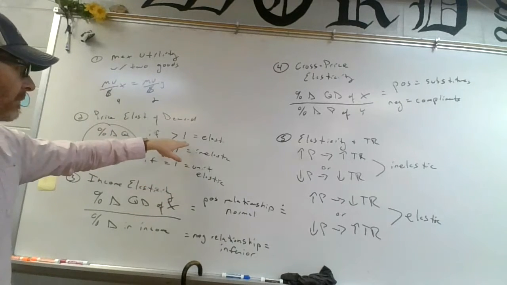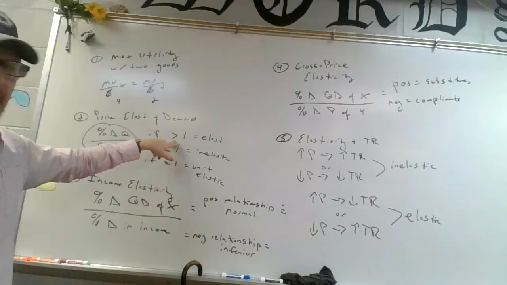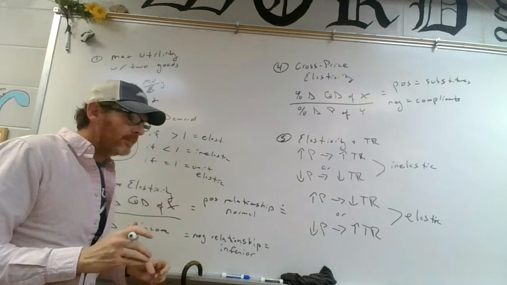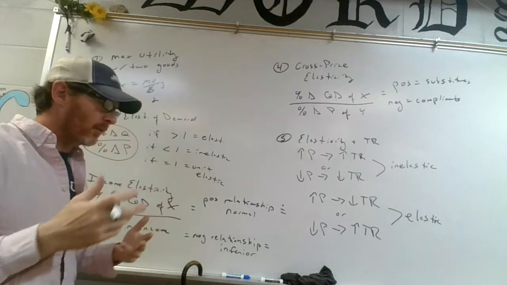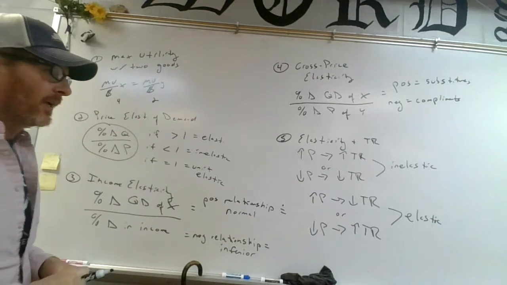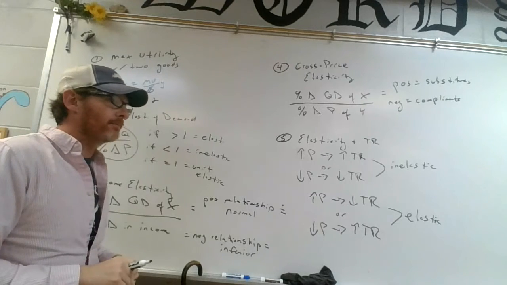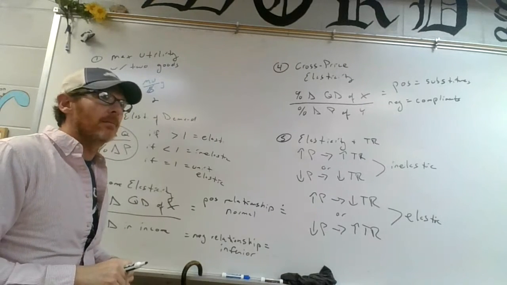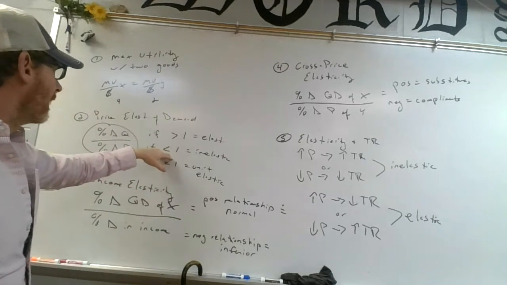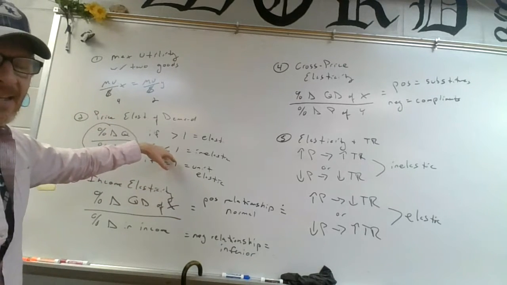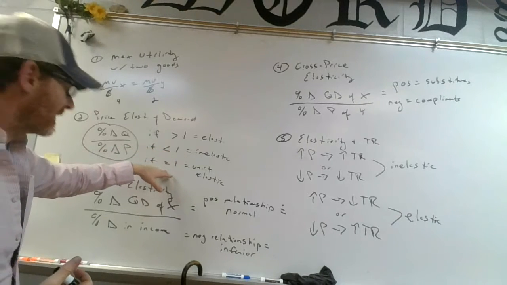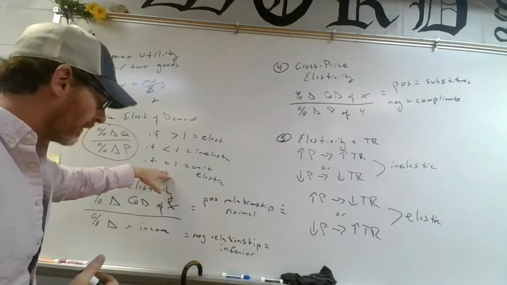If the answer ends up being more than 1, it's an elastic good, which means it is more highly dependent on price. Price plays a much larger role in the quantity demanded. If the price elasticity of demand is less than 1, it's an inelastic good. And if the elasticity of demand is 1, it's a unit elastic good.